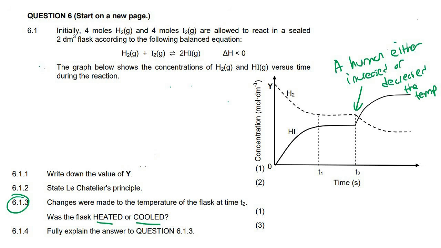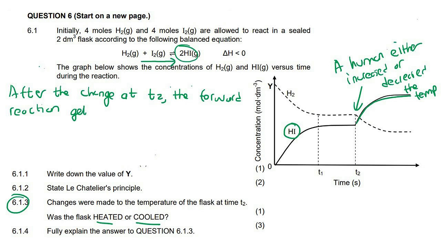So if you look at the amount of HI, which is a product, after this point, the amount of HI goes up. Does that mean that the forward reaction is being favored, or that the reverse is being favored at this point? That would mean that the forward is being favored, because you're making more product. So let's write that down. After the change at T2, the forward reaction gets favored.